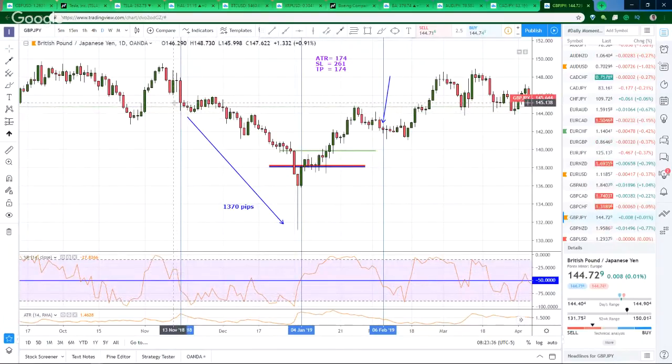If we traded this close, the ATR was 166 right here. So our initial target would be right in here. So we most likely would have taken first profit here, moved our stop to break even, and if I had managed the stops properly, this went 1,370 pips down to here.